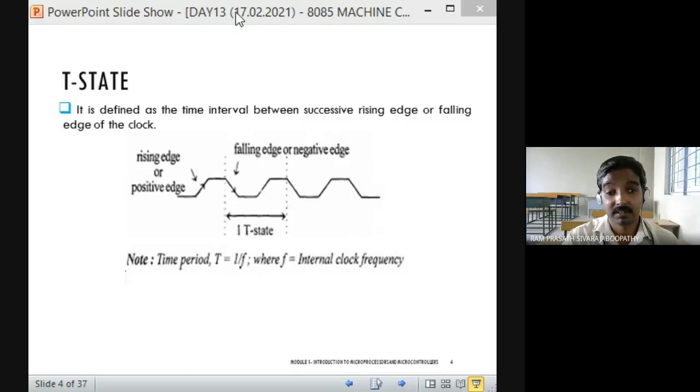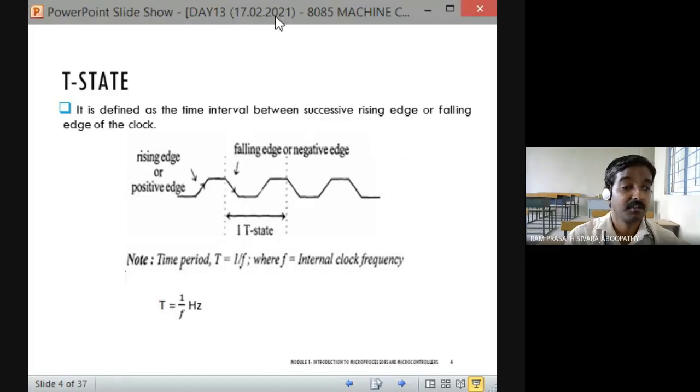Yes, 1 by 2 mega. Sajesh, you missed mega. See, 1 by 2 is 0.5. That's fine, 0.5 microsecond. Very good, Anthony Surya. So T is equal to 1 by F.